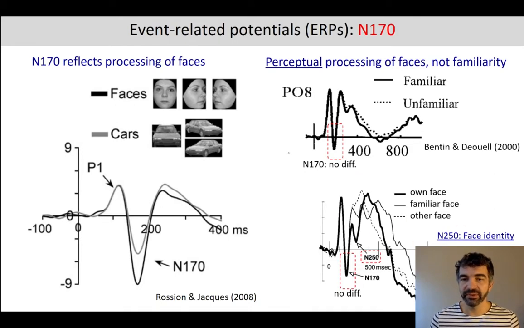Here's another study that used the N170 by Tanaka and colleagues. They compared participants' own face, a familiar face, and other faces, so non-familiar faces, and they found again the N170 was not affected by own face or familiar face, whereas the N250, a bit later, is actually reflecting own face, familiar face, and other face. So this is often what you find in ERP experiments. You look at where we find the difference and what that tells us about the cognitive processes.